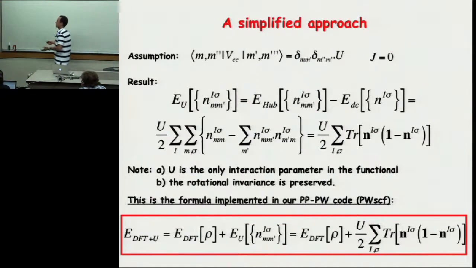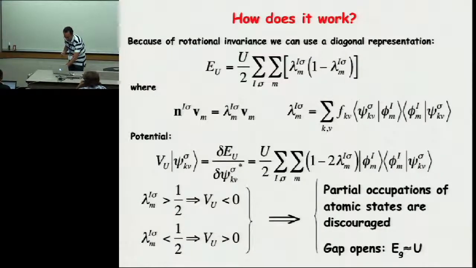A simple approximation to that corrective functional gives us this final energy functional, where you see that the correction is proportional to this parameter U, and is a trace of n times 1 minus n. So it's a penalty that is introducing an energy cost for having occupation different from 1 or 0. Okay, so you basically are discouraging a partial occupation of atomic orbitals, so discouraging basically hybridization with neighbor sites.